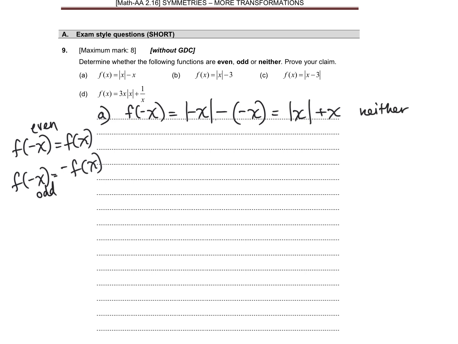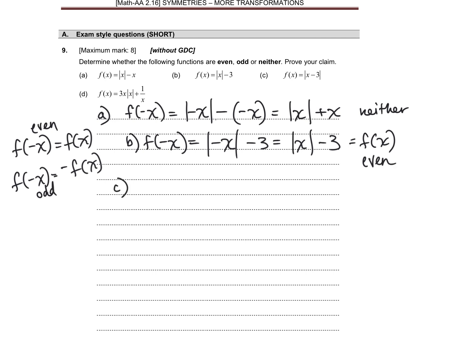Neither even nor odd. So for b, when we substitute in negative x, we're going to have the absolute value of negative x minus 3, which is the absolute value of x minus 3. So this is equal to f at x. So this is even.